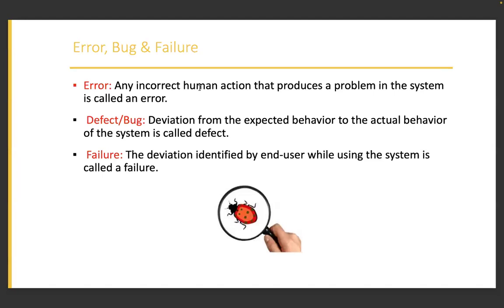Next is, what's the difference between error, defect, and failure? Error is something like a syntax error or an incorrect human action, due to which it produces a problem in the system. That is called an error. Defect is nothing but a deviation from the expected behavior to the actual behavior. And after that we have failure. That is nothing but the deviation identified by the end user. So that is called a failure.